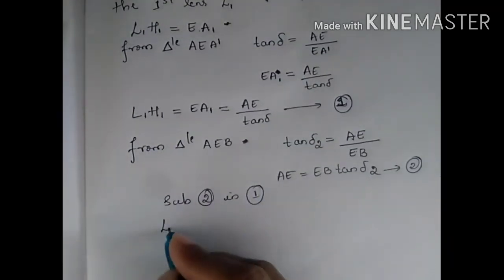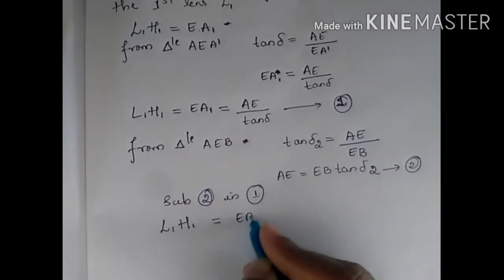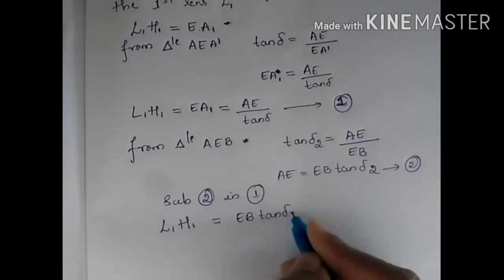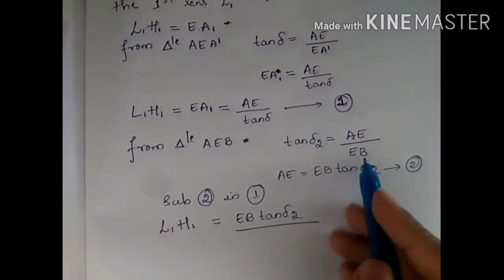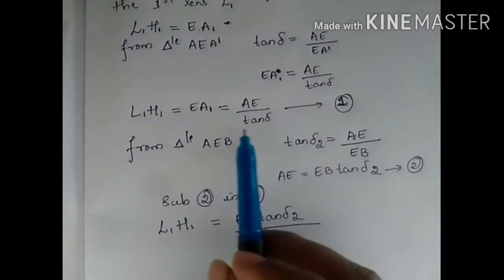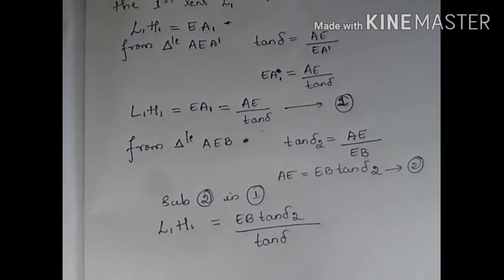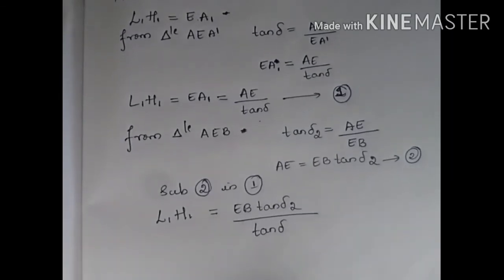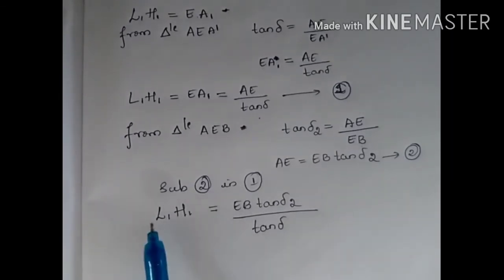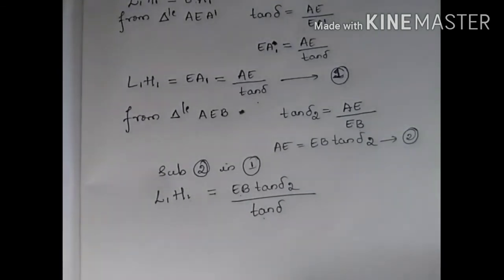What we will get? L1H1 is equal to AB tan delta 2 divided by tan delta. It's not AB, it is tan delta. So finally you have the equation for L1H1 as AB tan delta 2 by tan delta 1. So this is again in a complex form. Let us reduce this form.